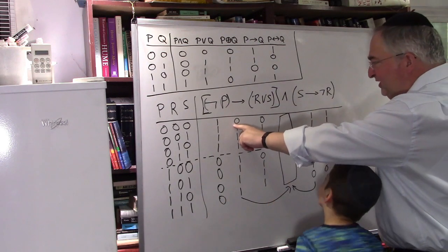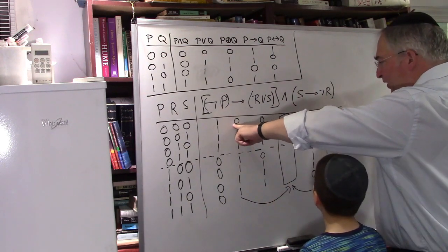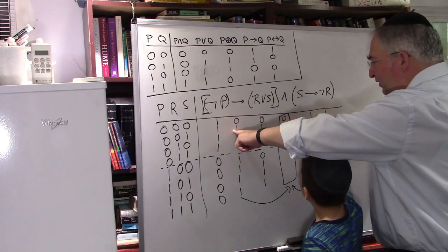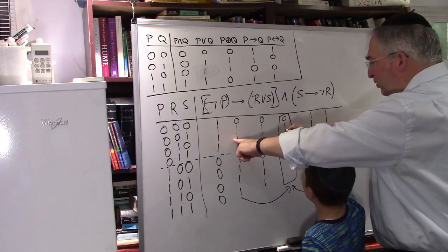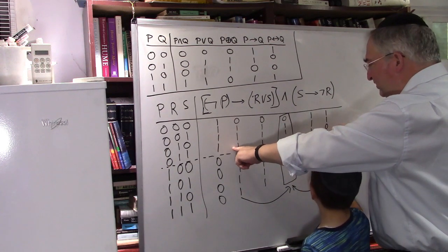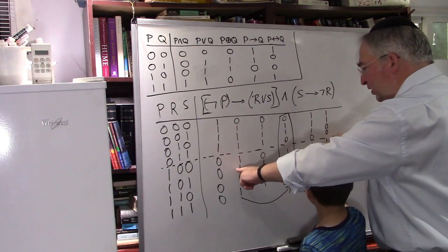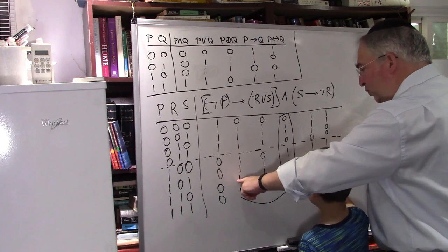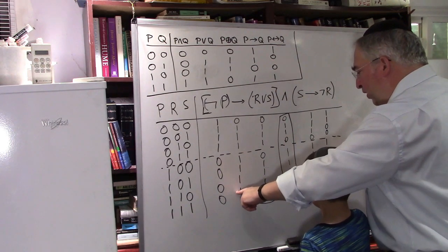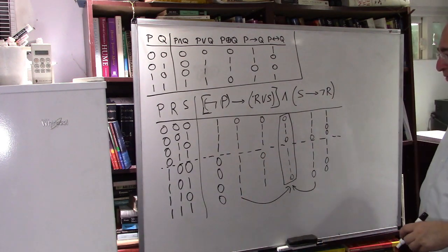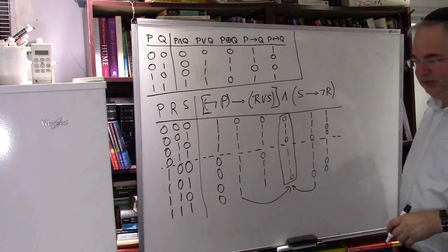You ready? 0 and 1, 0. 1 and 1, 1. 1 and 1. 1 and 0, 0. Great. 1 and 1, 1. 1 and 1. 1 and 1. 1 and 0. Very good. Okay, great. So that's the final operation.